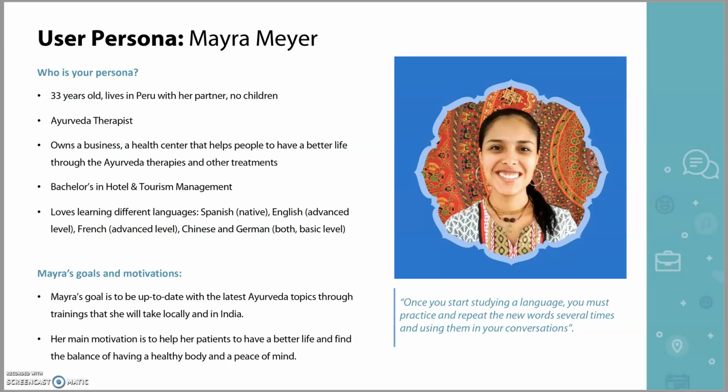She is 33 years old, lives in Peru with her partner. She has no children. She's an Ayurveda therapist. She owns a business, a health center that helps people to have a better life through the Ayurveda therapies and other treatments. She got a bachelor's in hotel and tourism management. She loves learning different languages. She speaks Spanish, English, French, Chinese and German.